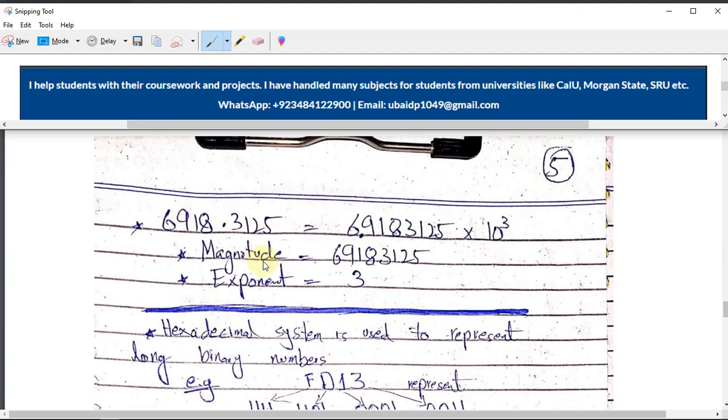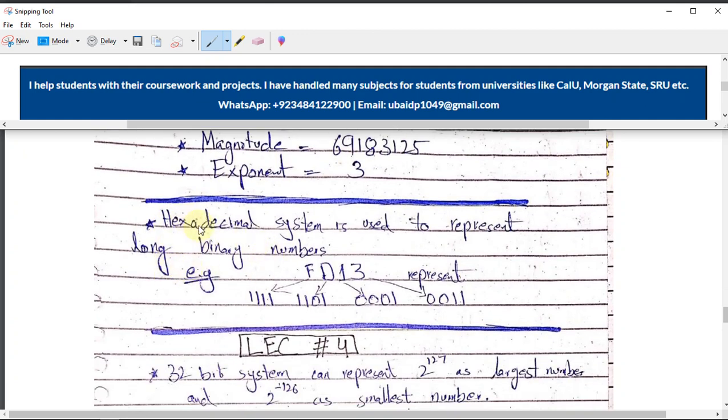Let's see the magnitude and the exponent of this number. So it is a floating point number. Then we will make the exponent of this number 10 raised to the power 3, so the exponent will be 3, and the magnitude will be this number without the floating point.